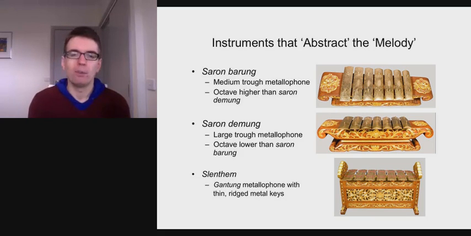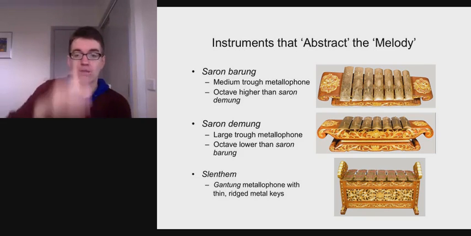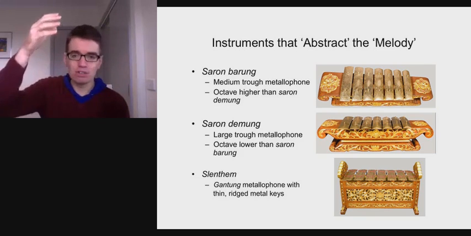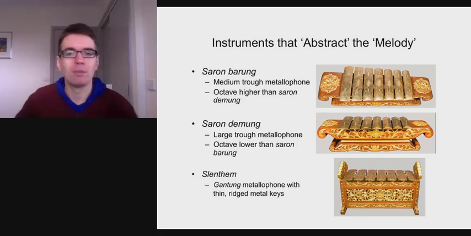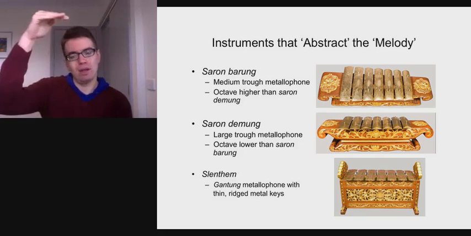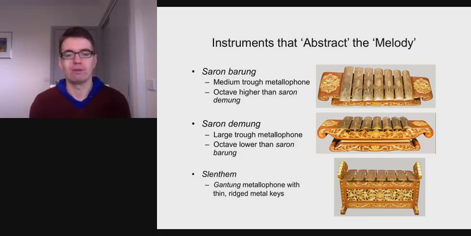And gantung refers to the fact that underneath each of the keys, the bronze bars that you can see on this slenthem, there's a long tube that runs down from each key. And this tube is called gantung. It's the style of making the instrument, and the sound reverberates down the tube like this. You can't see these tubes on this picture of the slenthem because there's a decorative wooden plate in front, but they're there, and that helps to produce the slightly softer sound for the slenthem when compared with the saron barung or demung.